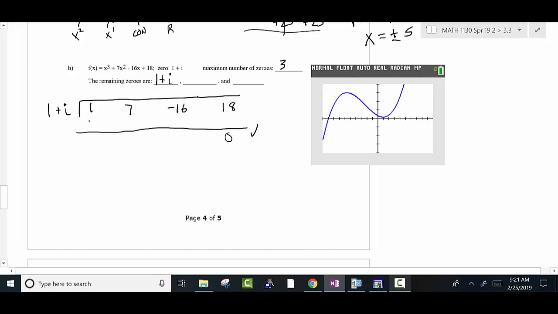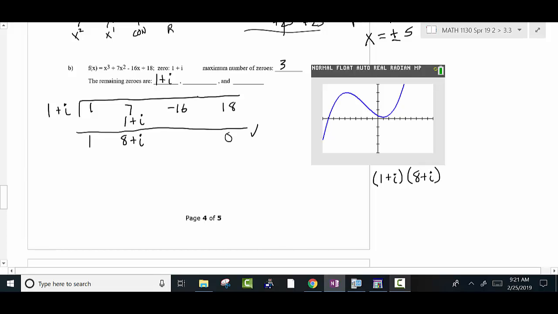So bring down the 1, multiply. 1 times 1 plus i is 1 plus i. Okay, like that. 7 plus 1 is 8. So that's 8 plus i. You're just adding like terms. Now what you can do over here is stuff like this you have to do at the side. I'll show you a couple of ways you can do this too.